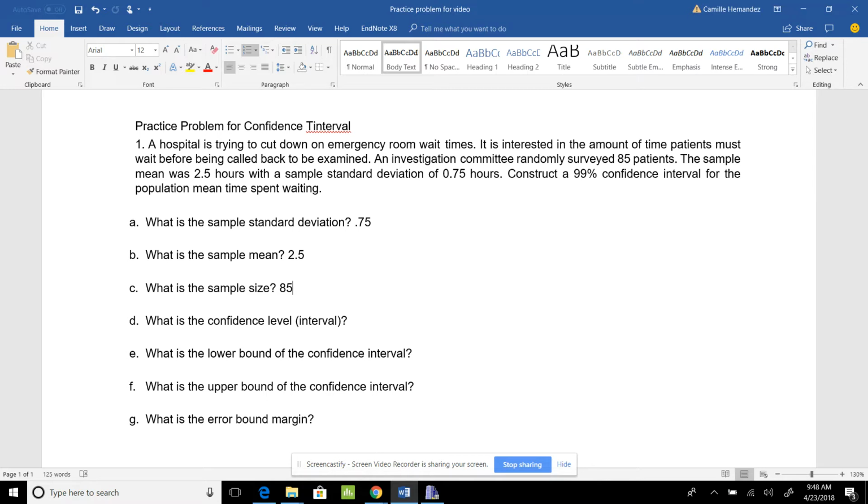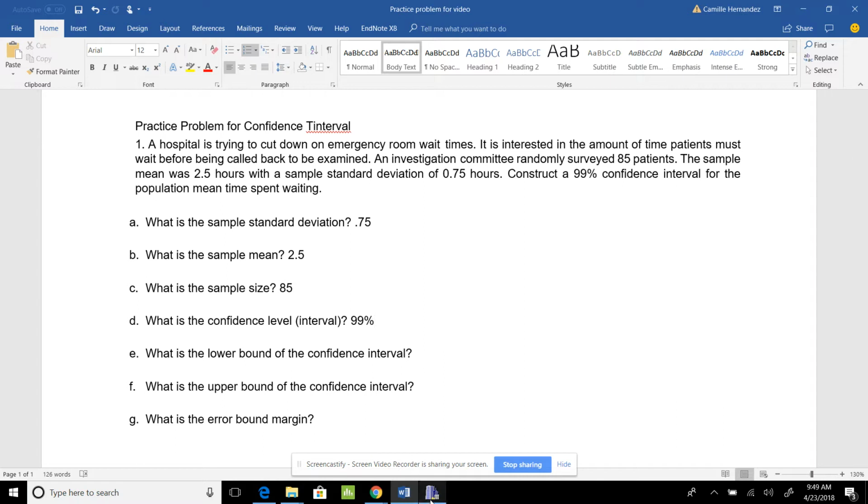So let's keep going. It wants to know what is the confidence level or interval. You might see it both ways. Don't get confused. All it means is it's looking for that 99%. A 99% confidence interval or level is very precise, because what it's saying is I want to be 99% confident that my sample mean will fall into that range. Because remember, all a confidence interval is, is a range that includes the population mean. So we're trying to determine that the population mean is going to be in that range.